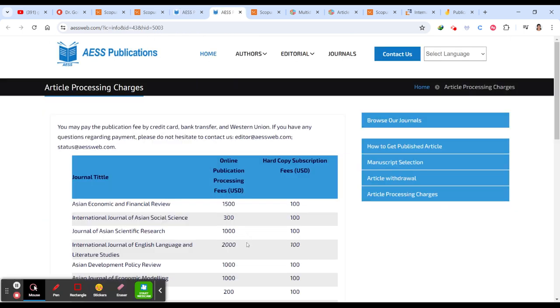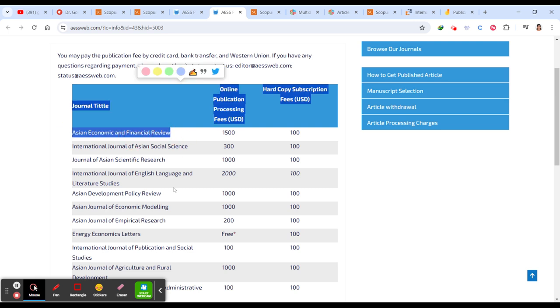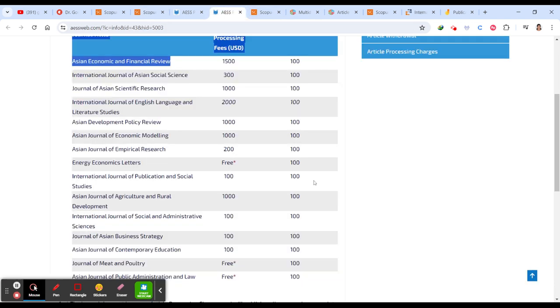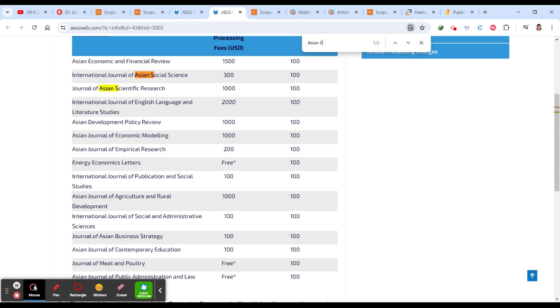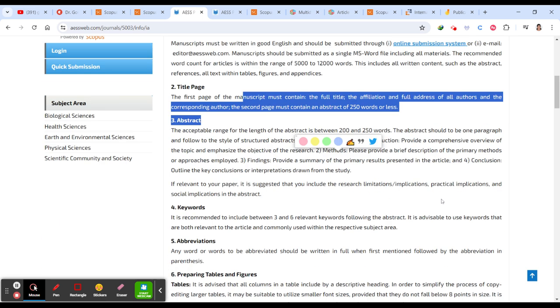Let's see the APC, article publication charges. This is the APC. The online publication fee is 1500 for Asian Economic and Financial Review. So what about the Journal of Asian Scientific Research? Let's search that. Yes, for the Journal of Asian Scientific Research, it costs 1000 USD for online publication and 100 USD for the hard copy subscription fees. Okay, 100 USD. This is the information about this.